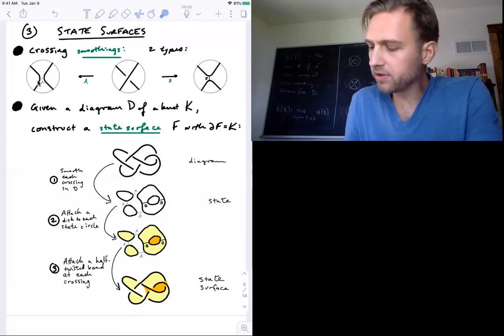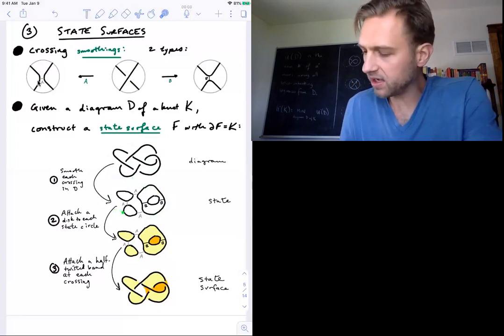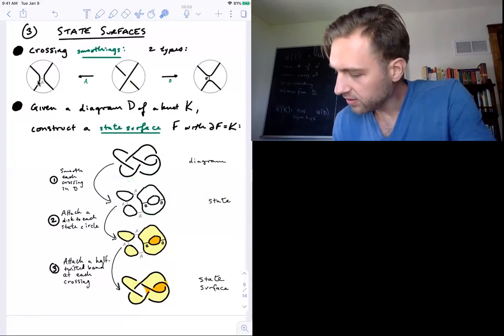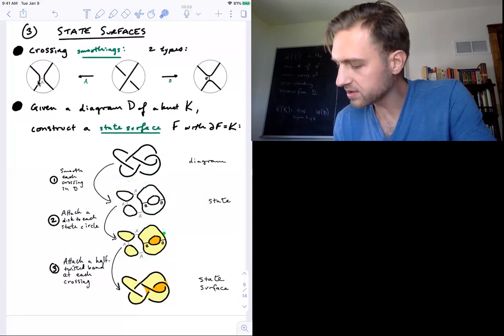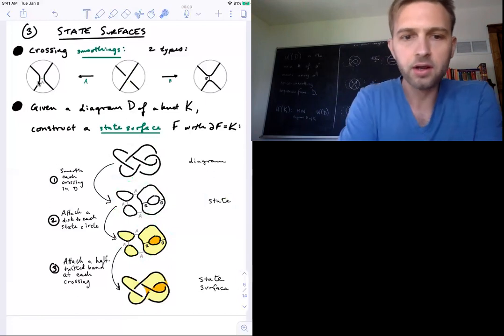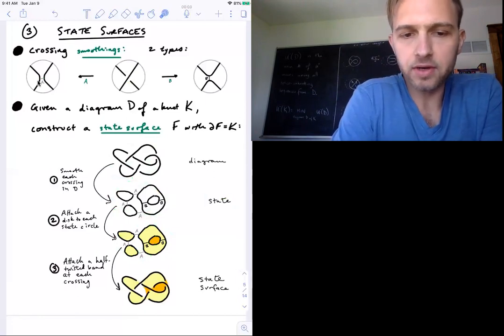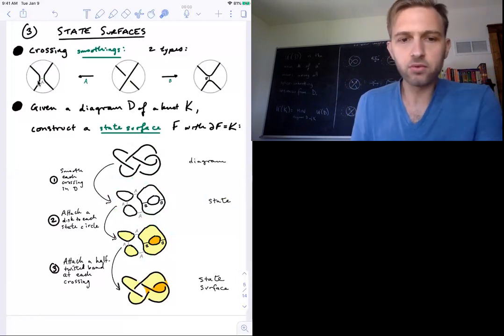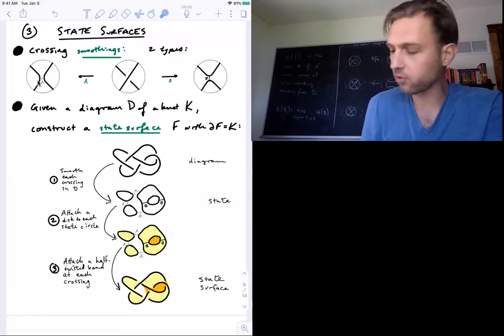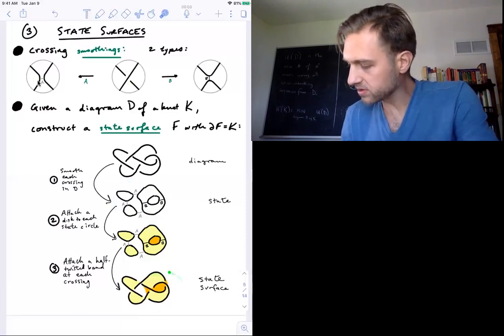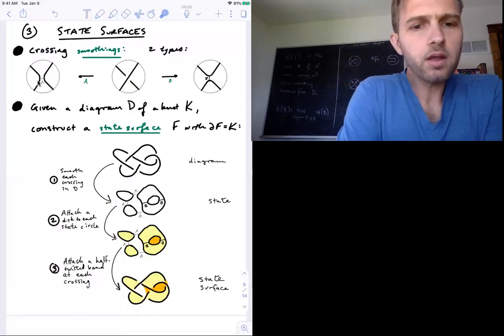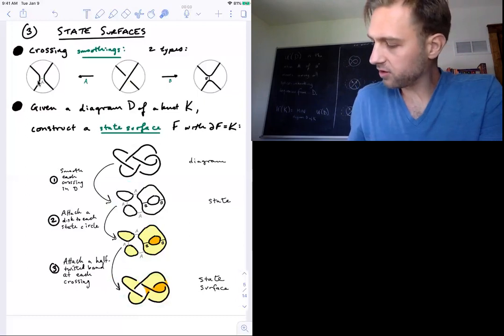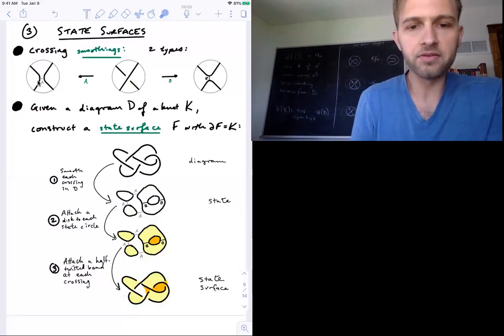From this state, we'll build the surface in 2 steps. First step is we take each circle and cap it off with a disk. In this picture, you want to think that there's these 2 small yellow disks, a larger yellow disk here, and then a small orange disk in front or on top of the yellow disk. Then we finish building the spanning surface by attaching a half twist band at each crossing, following the type of crossing. And so this is the result of this construction by attaching the bands there.